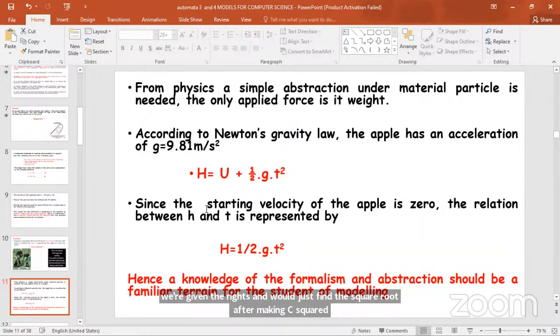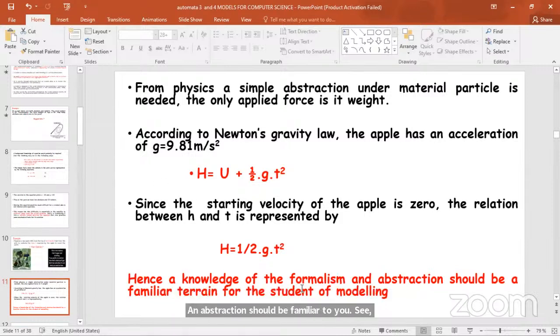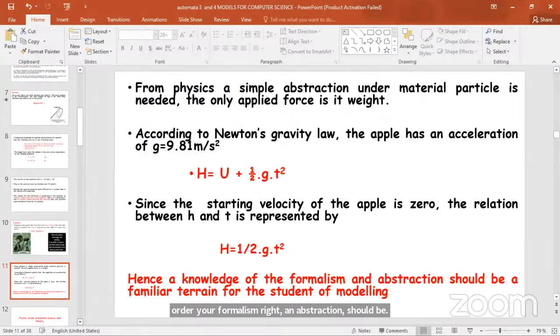Hence, knowledge of formalism and abstraction should be familiar terrain. You see this? The knowledge of formalism and abstraction should be a familiar terrain for students of modeling.